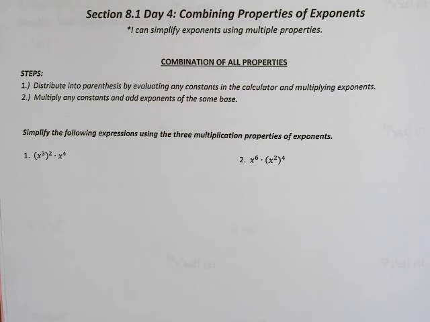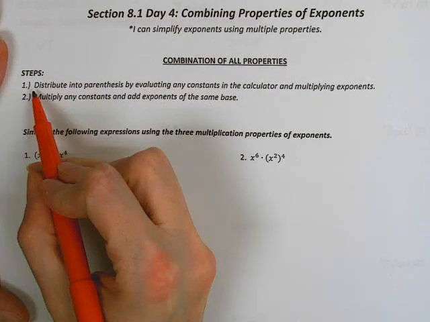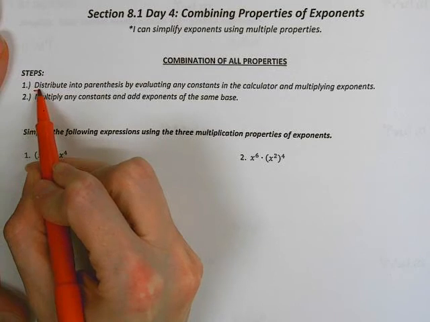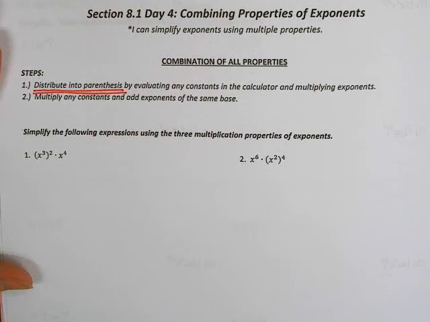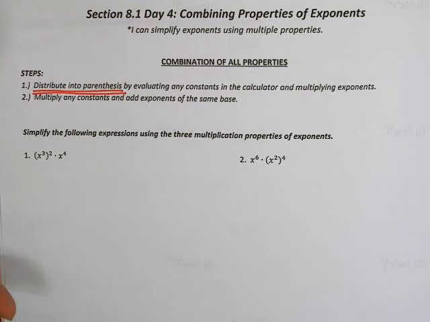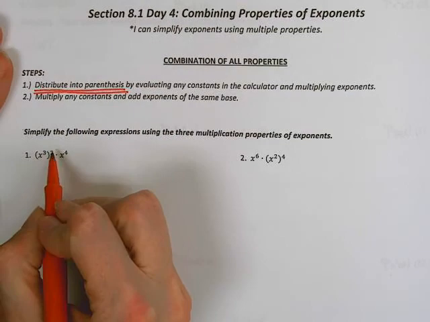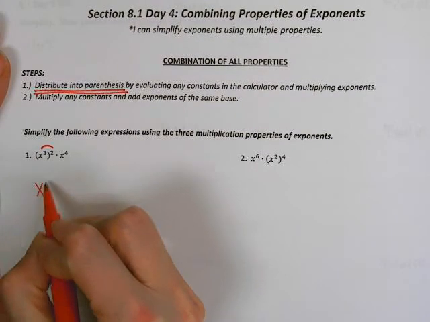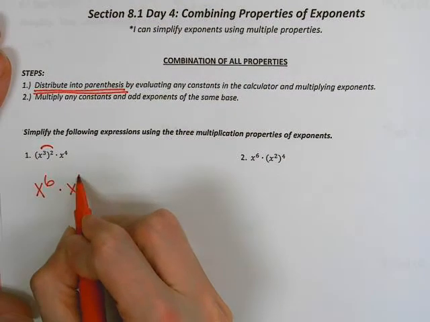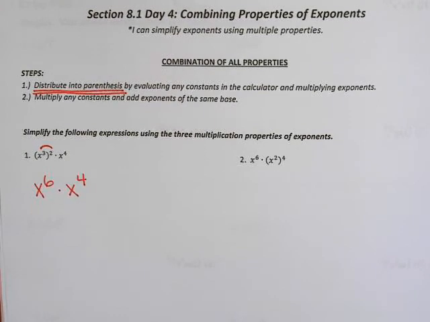So when it's a combination problem, always do the parentheses first. So distribute into any parentheses by evaluating any constants in the calculator and multiplying exponents. Okay, so let's do that first. What's the power to a power rule? You multiply, right? So it'd be x to the 6th. And then I'm just going to do one step at a time. Okay? So we're done.